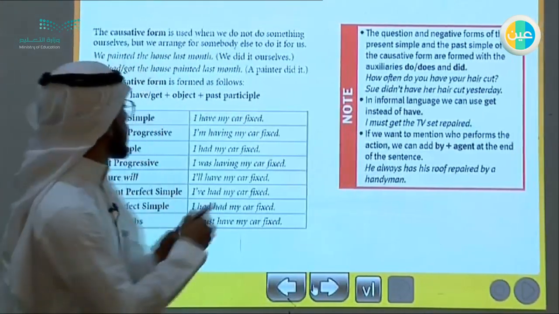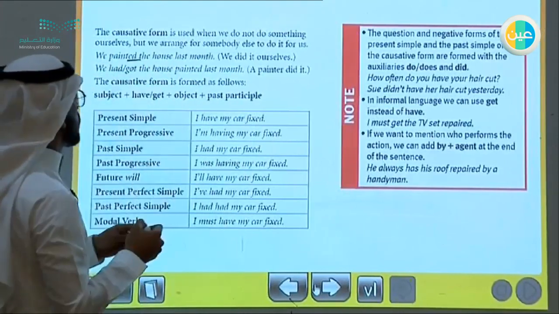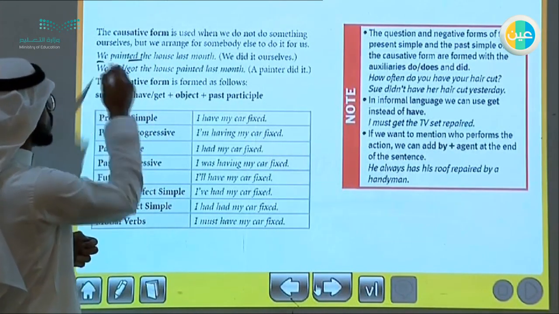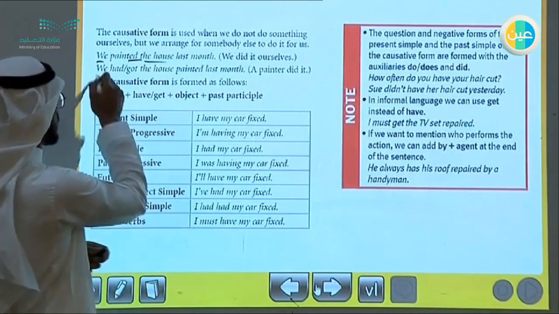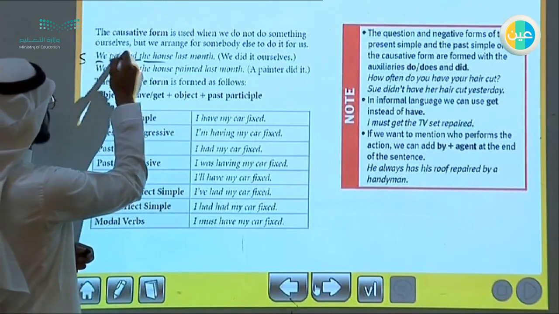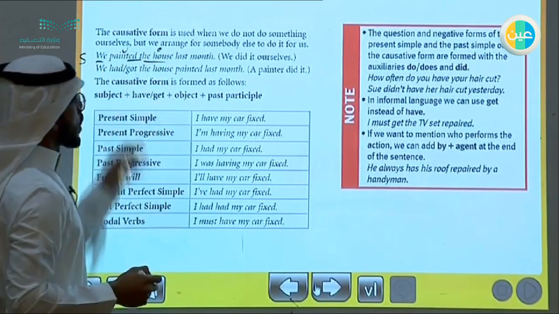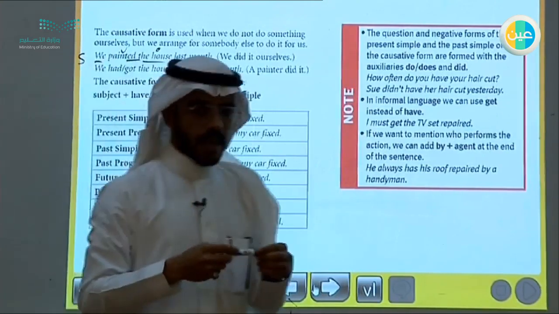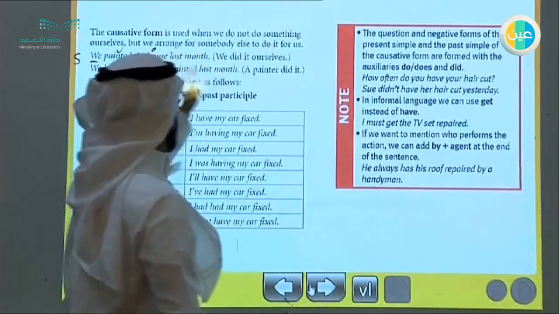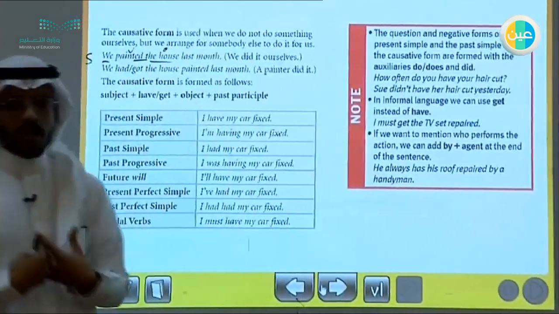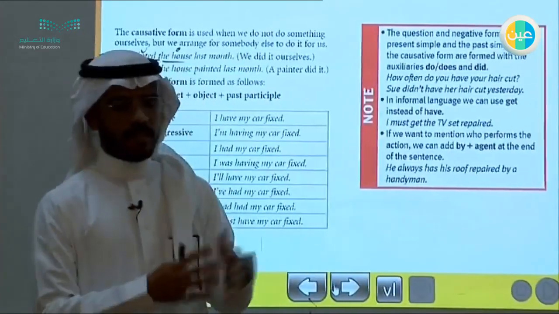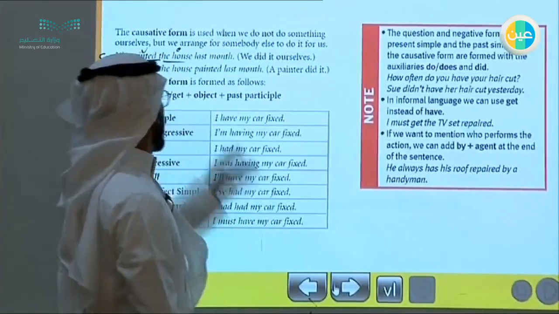For example, we painted the house last month. We painted. This is past simple. We painted, this is the verb, and we is the subject. This is the object. Last month, this is a time expression. We did it ourselves. قمنا به بأنفسنا. We painted, يعني صبغنا المنزل بأنفسنا.